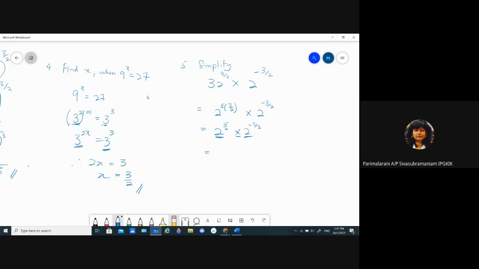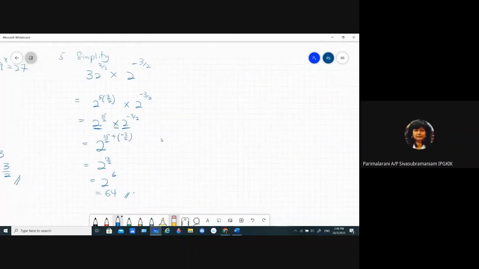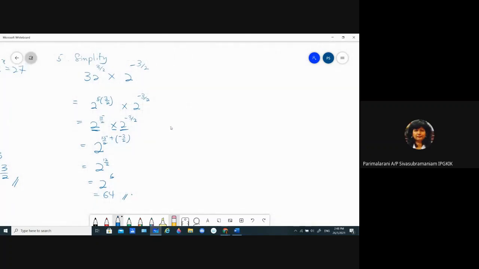So what do we do? 15 over 2 plus negative 3 over 2. Yes, correct. So we get 12 over 2, right? So this is 2 to the power of 6, which is 64. Okay? All you have to do is go slowly, step by step. No need to rush and skip steps.